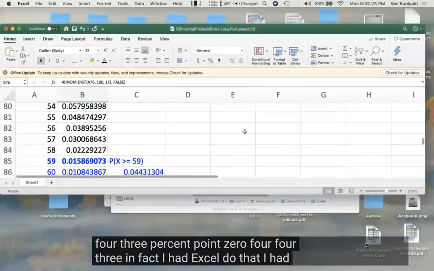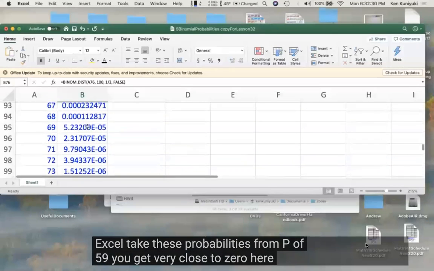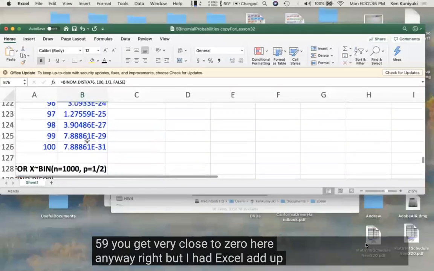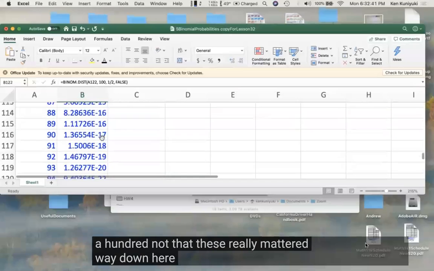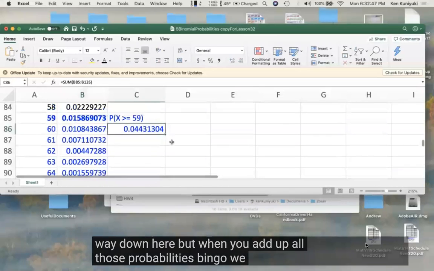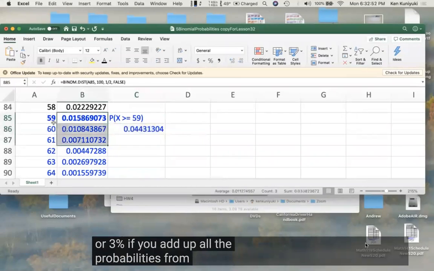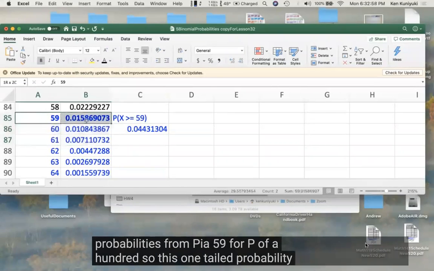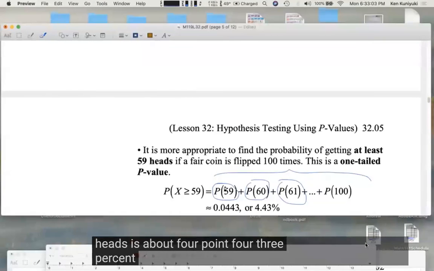In fact, I had Excel do that. I had Excel take these probabilities from P of 59. You get very close to 0 here anyway, right? But I had Excel add up all these probabilities from P of 59 to P of 100. Not that these really mattered way down here. But when you add up all those probabilities, bingo, we get about 4.43% if you add up all the probabilities from P of 59 through P of 100. So this one-tailed probability, the probability of getting at least 59 heads, is about 4.43%.